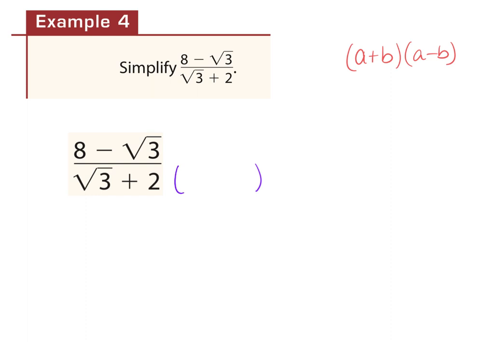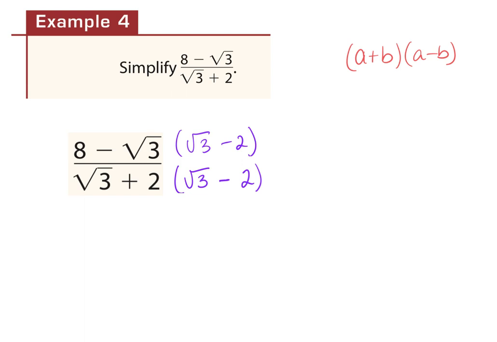So my conjugate's going to be the same two terms. I do not change the first sign at all. If this is a positive square root of 3, I leave it a positive square root of 3. To get a conjugate, I change the center sign. This was a plus. I'm going to change this to a minus. And I'm going to multiply the top and the bottom by that conjugate.